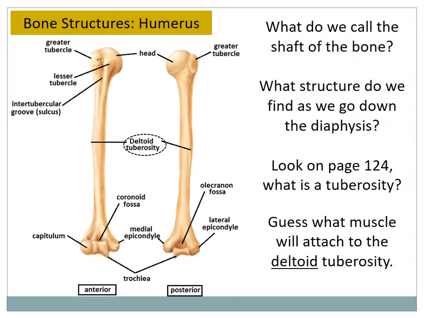Next, we're going to be looking at the shaft of the bone. Guys, we should remember this one, hopefully. So what do we call the shaft of the bone? Yeah, that's the diaphysis, right? We all remember that. That starts with a D, of course. So we remember that, the diaphysis. So what structure do we find as we go down the diaphysis of this humerus?